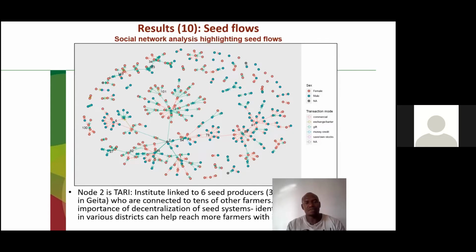But when you look at the rest of the network, go to number 59, number 41, number 6, 130, you realize that there are a lot of red arrows showing more cash-based transactions, and those are individuals from Bukombe district. One thing we can note from this is the importance of decentralization of seed systems. If we identify key farmers in various districts with potential to reach more farmers, then these can be the key links or nodes to reach farmers with improved varieties.